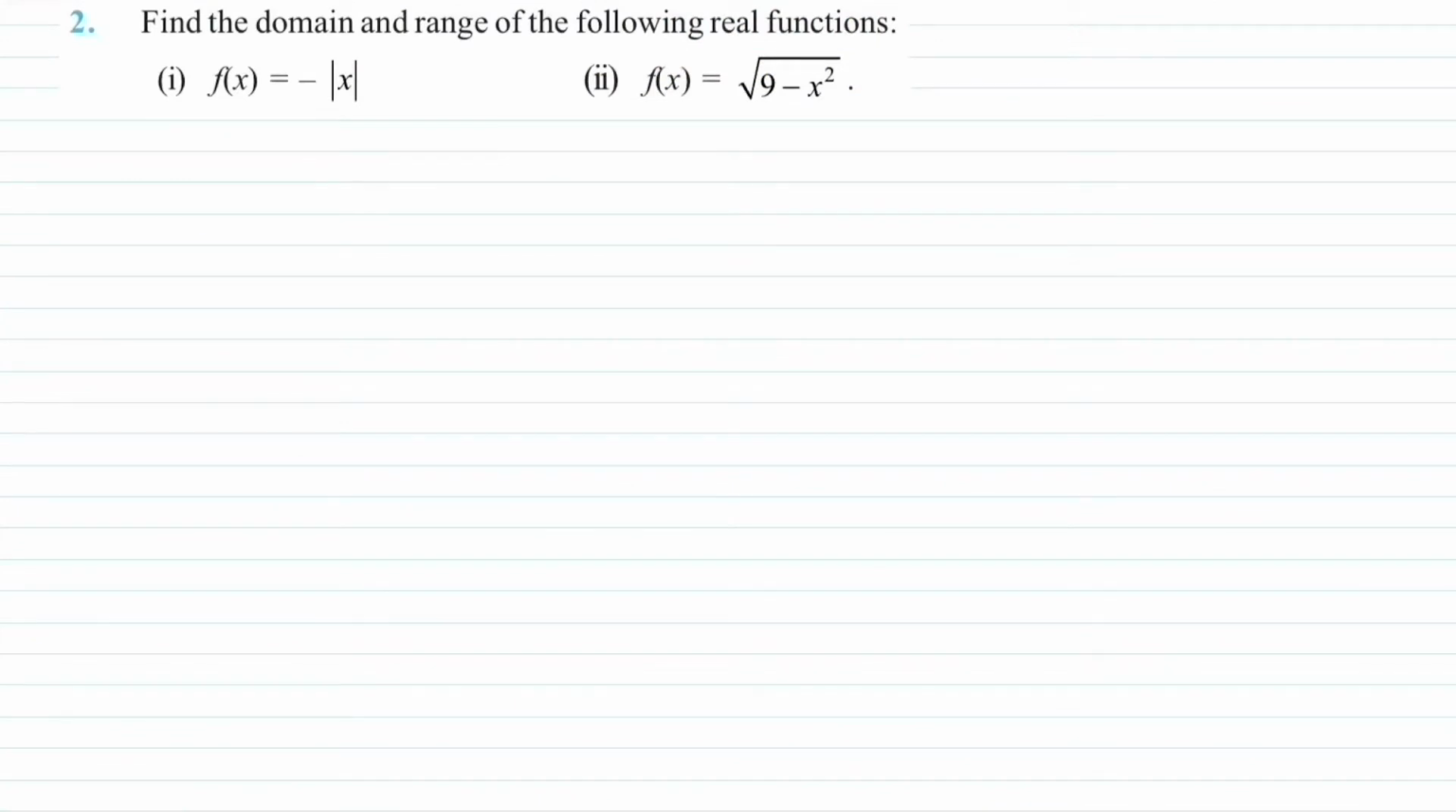Now let me show you how to solve question number 2. Find the domain and range of the following functions. So here you see we have two functions. We need to find the domain and range of these two functions. So let me solve one by one. So what is the first here?